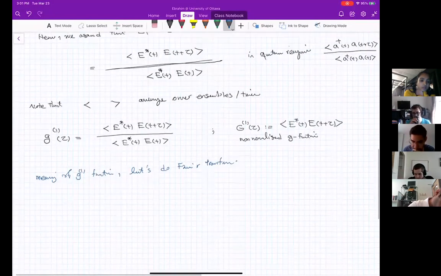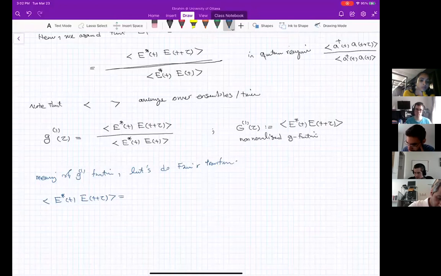So the ensemble of E star(t) E(t plus tau) is equal to... I assume that the field is stationary, so I'm not dealing with ensembles. When I'm dealing with ensembles, I can do the same scenario, but for the time being, we assume that this average means the average over time, okay? So this means the integral from minus infinity to plus infinity of dt E star of t, E of t plus tau. Good? This is what I have as the time average.